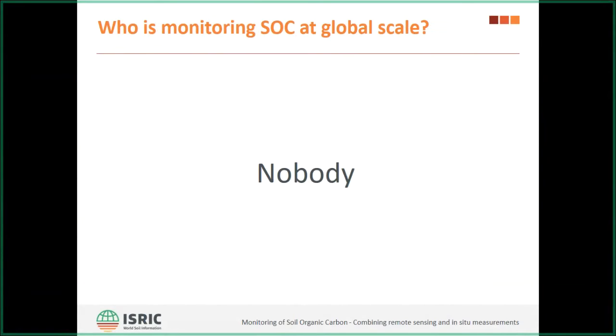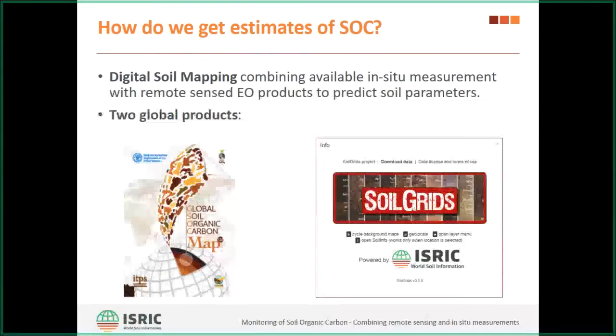And that's the issue. So how do we get estimates of soil organic carbon on a global level? We do that through digital soil mapping, combining available in situ measurements with remote sensed EO Earth observation products to predict soil parameters. And basically at this point in time there are 2 global products predicting soil organic carbon, one made by the Global Soil Partnership and one made by ISRIC. And I will dive a few slides into that product that we produce at ISRIC.